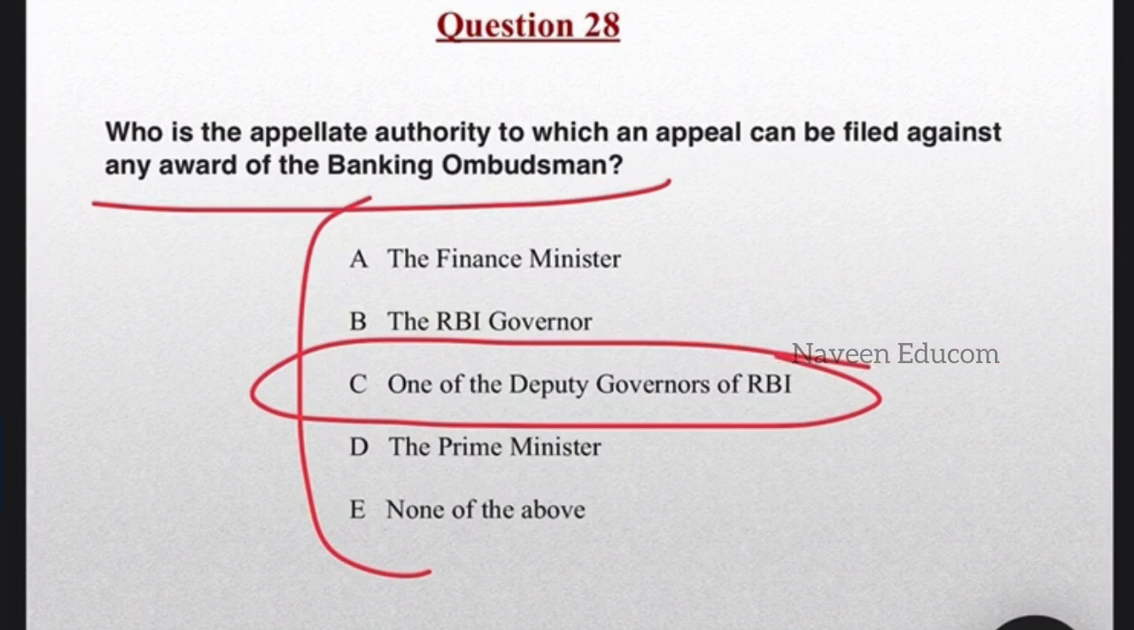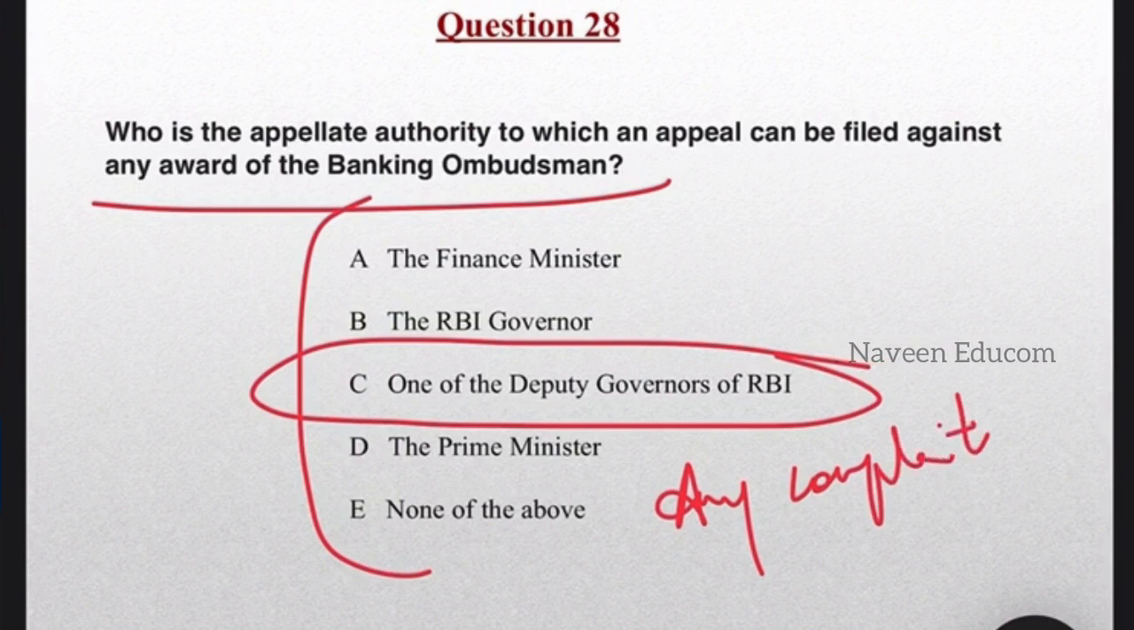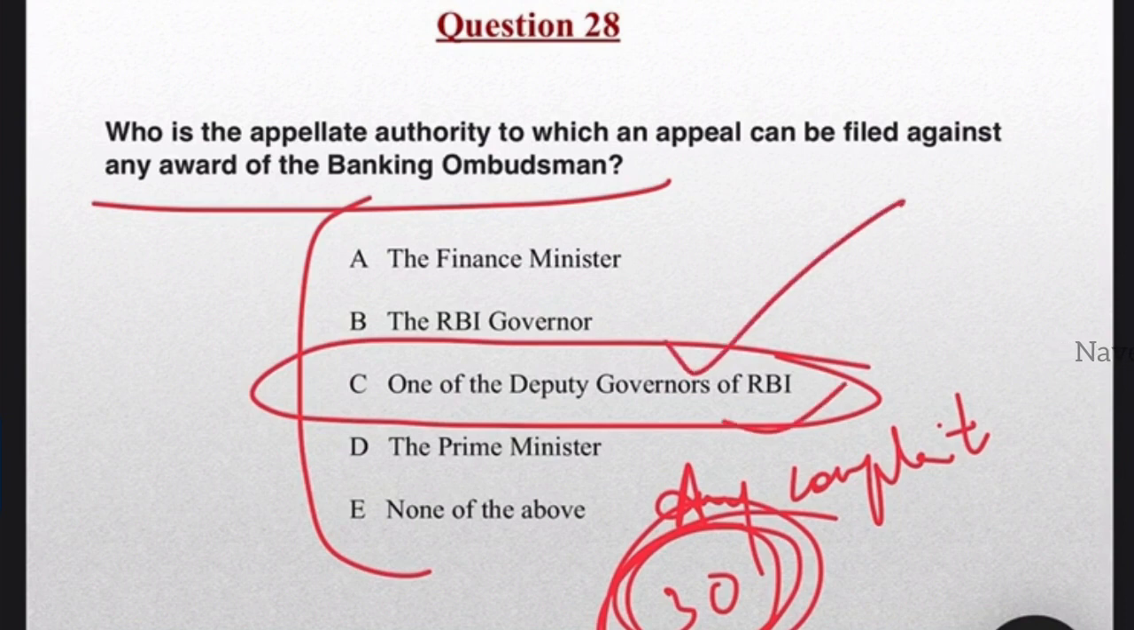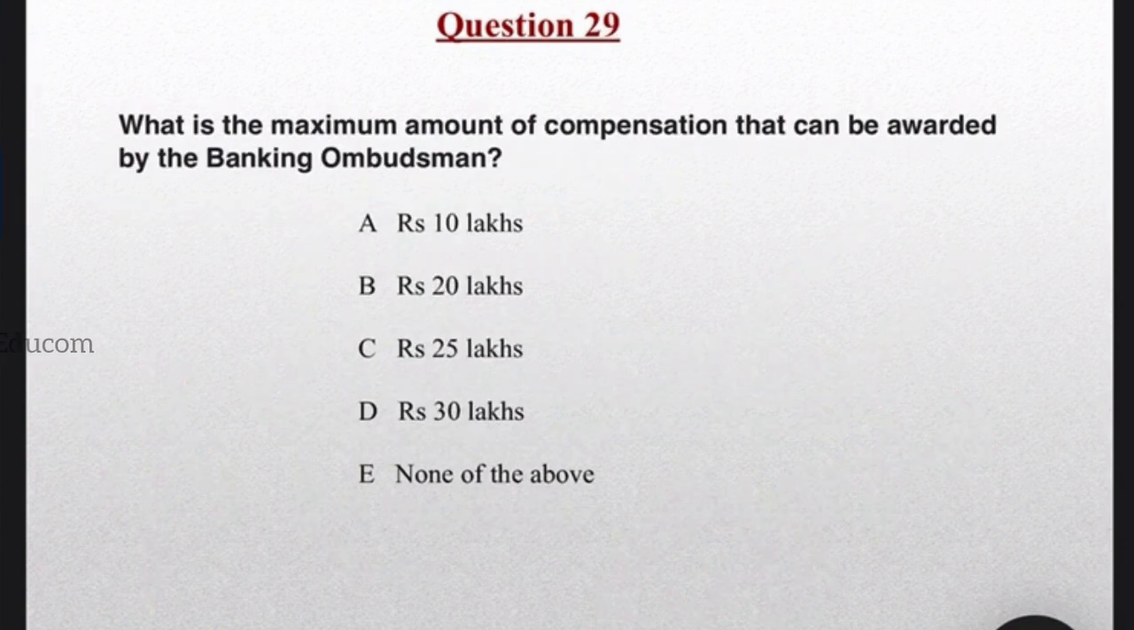Some of the most important extra points you have to know: any complaint filed with the banking ombudsman should be settled within 30 days from the date of such complaint, failing which an award is passed by the ombudsman. In case of grievance against the decision of the ombudsman, one can approach the appellate authority within 30 days. The appellate authority is vested with one of the deputy governors of the RBI, which is a very important question, and you must never skip these important points and important questions.